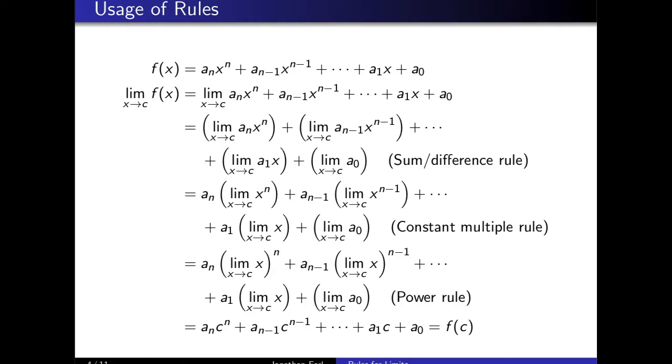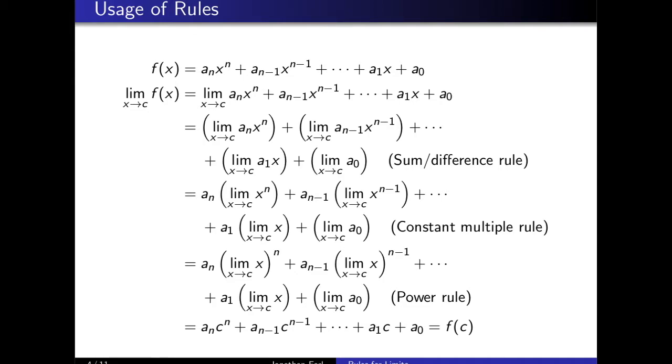So what we have here is we just have x to the n's. So we have a limit as x goes to c of x to the n. Our power rule says that we can switch the order of taking the power with evaluating the limit. So that'll tell us that the limit as x goes to c of x to the n is the limit as x goes to c of x, all raised to the n. So we'll do that for each of the powers.